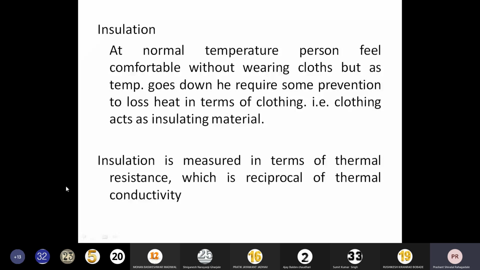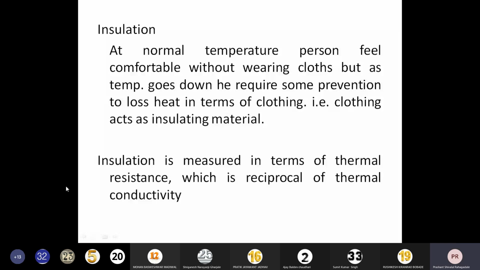Now the best example is that we wear sweaters. In the cold, we wear sweaters, don't we? And when we are using blankets, bed sheets and blankets, to cover our body, why are we covering our body? Because we want to prevent the heat loss. So this loss of heat will be prevented by using the cloth or clothing, and hence our cloth will act as an insulating material.